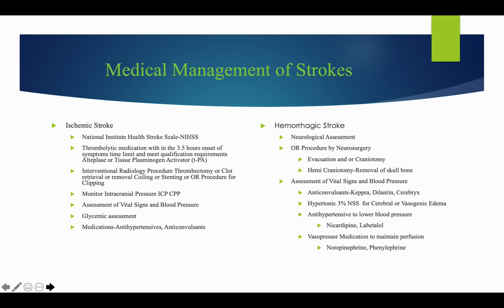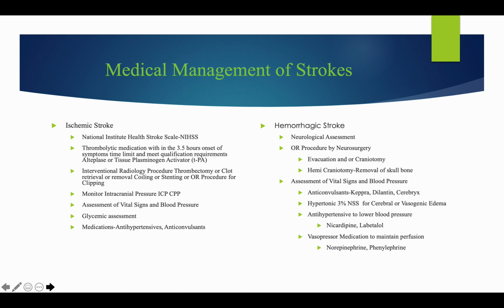If the patient does not meet the criteria for alteplase or TPA, they could have medical management by interventional radiology. Procedures include going in for a thrombectomy, which is a clot retrieval or removal of a clot or thrombus. They can go for coiling or stenting, or sometimes if a patient has an aneurysm that's so big that they can't treat it with interventional radiology, they can go to the OR for an aneurysmal clipping.